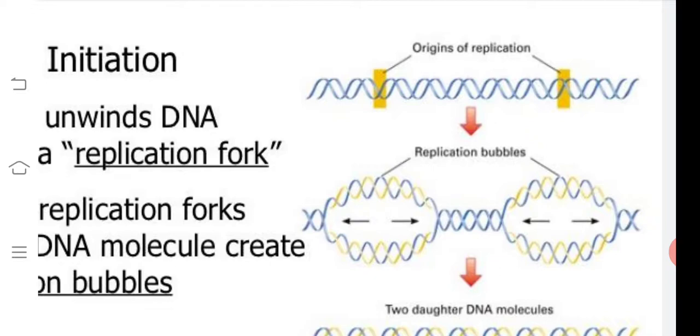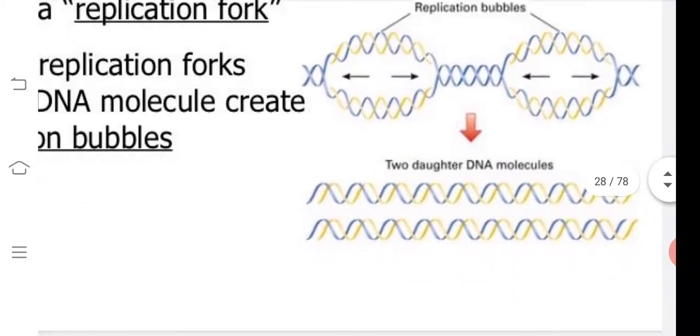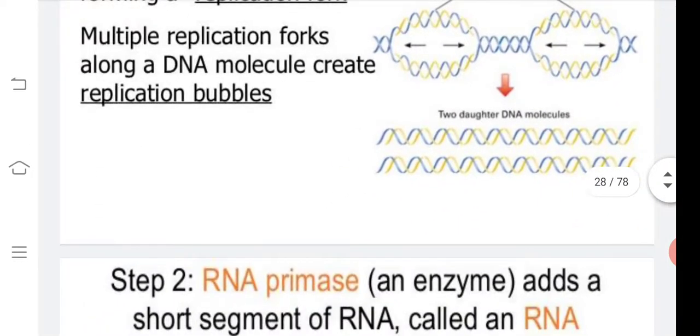First, at the origin of replication, the helicase enzyme is getting into the single DNA strand. The double DNA strand is becoming single. So it is forming the bulged region in the middle. That is called replication bubbles.